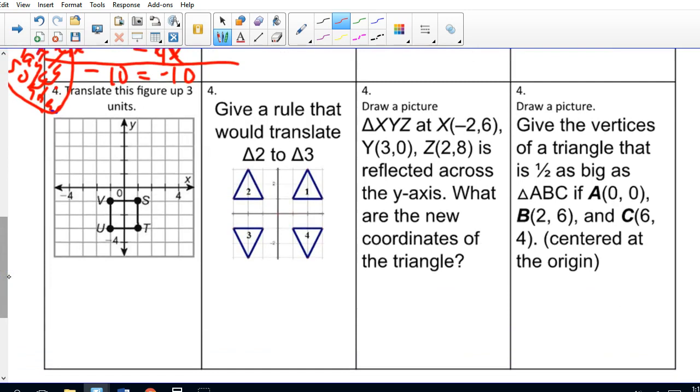Number 4, translate the figure up 3 units. Translate a figure means to shift or slide, and we want to slide it up 3. So from V, I'm going to go 1, 2, 3 up, and I'm going to do that with each of my vertices so that each one of them has a new position 3 units above where they were. That's a translation. When I finish, I should have an image that's exactly the same. It's just shifted up 3 units, and I do.